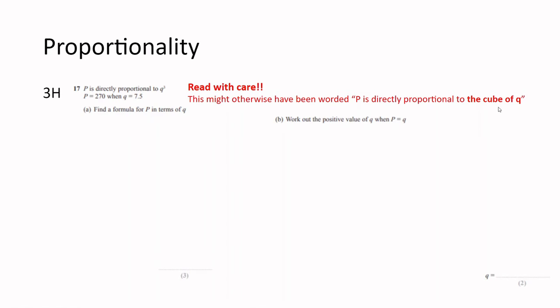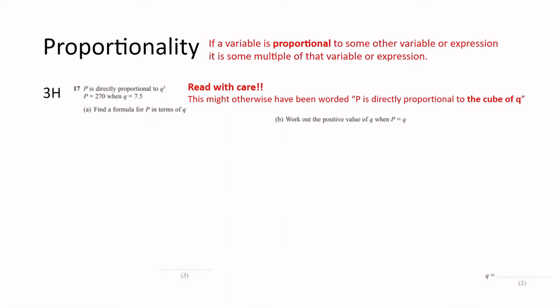They just see P and Q and say, P is equal to something times Q. Read it carefully. If a variable is proportional to some other variable or expression, it's some multiple of that variable or expression. So in this case, we would say that P is equal to something times Q cubed, not P is equal to something times Q. Now, we write this generally as P equals K times Q cubed because K is the letter we use for the constant of proportionality. Don't ask me why we use K, we just use K.